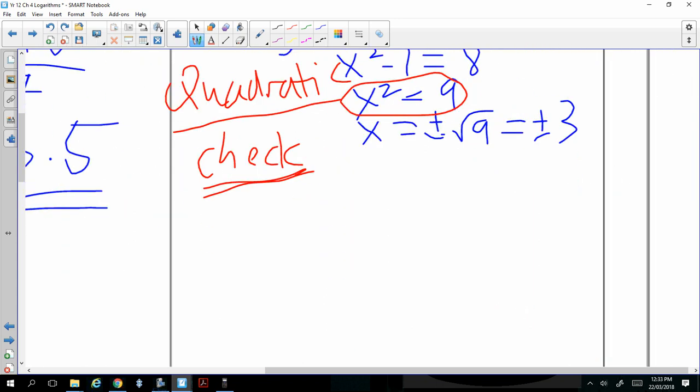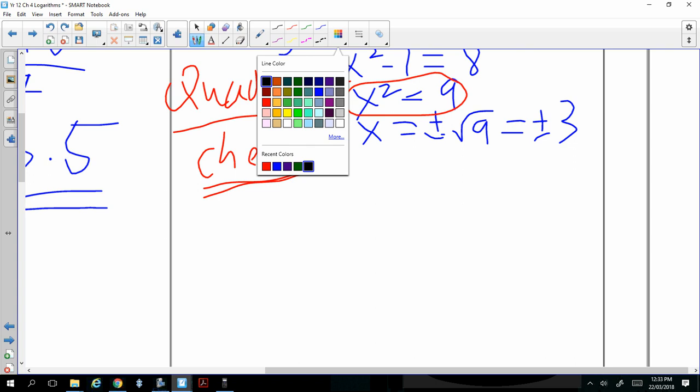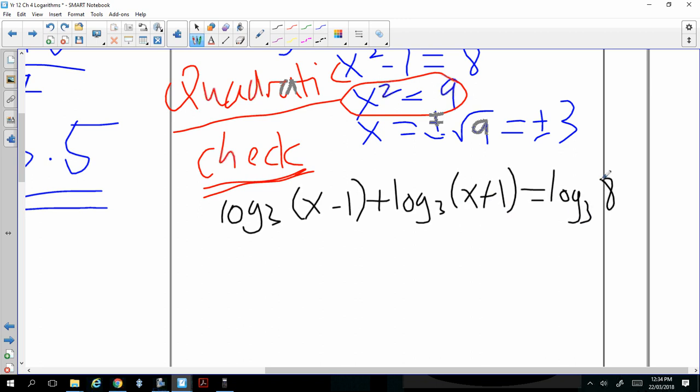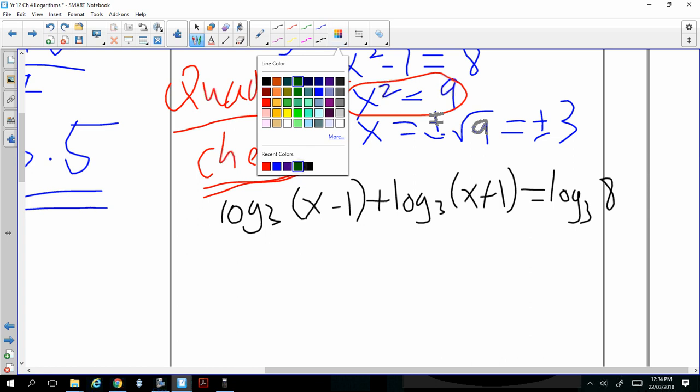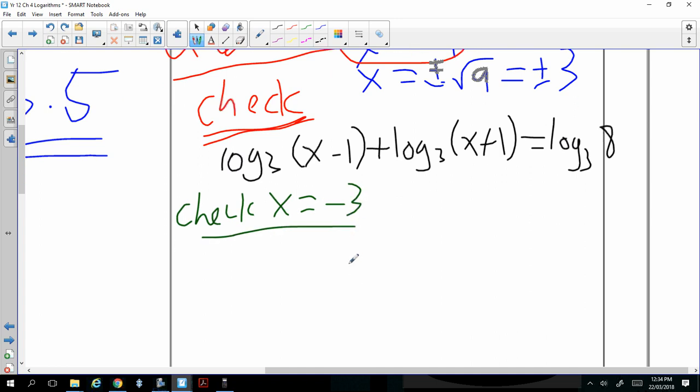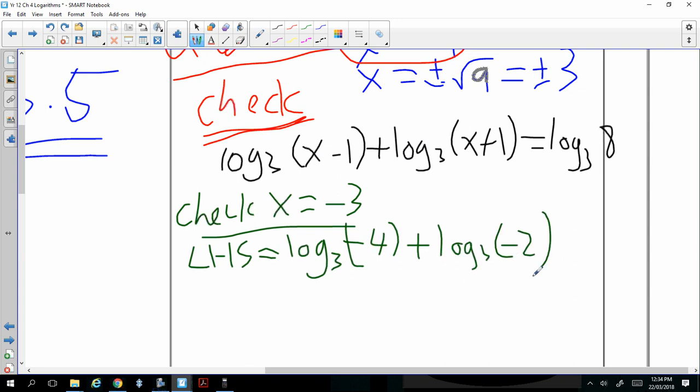Now let's check the first one. Check x equal to negative 3. If we substitute, what does the left hand side become? Log base 3 of negative 4, log base 3 of negative 2, isn't it? Do we have a log of a negative? No, so that's undefined. So therefore we say that's not a solution.